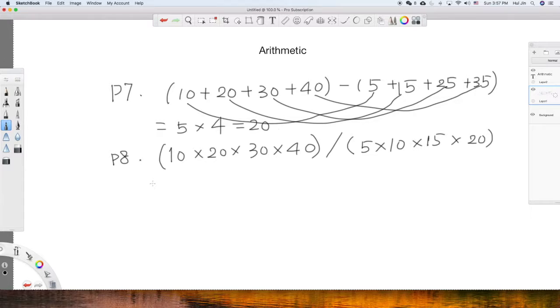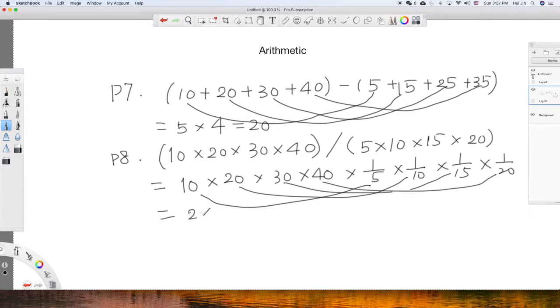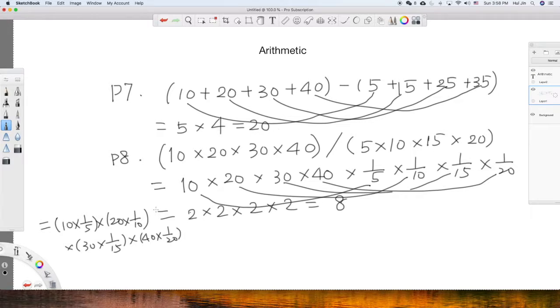And of course, the way to solve it is you write down division as a multiplication of reciprocals. So it's equal to 10 times 20 times 30 times 40 times 1 over 5 times 1 over 10 times 1 over 15 times 1 over 20. And now you realize that you can pair them together. By using the commutative law and associative law, you get 2 times 2 times 2 times 2 equals 16. Okay, I'm skipping one step. I'm really writing it down as 10 times 1 over 5 times 20 times 1 over 10 times 30 times 1 over 15 times 40 times 1 over 20. And each one equals 2.